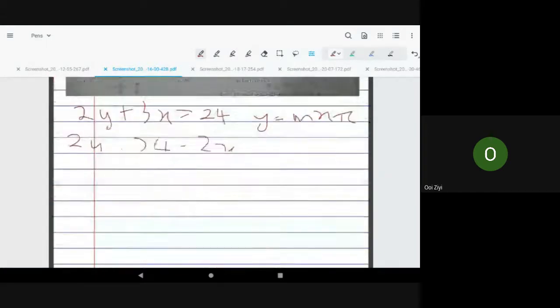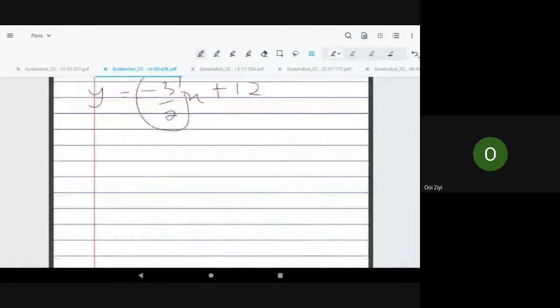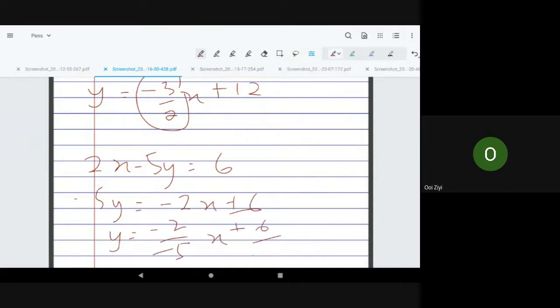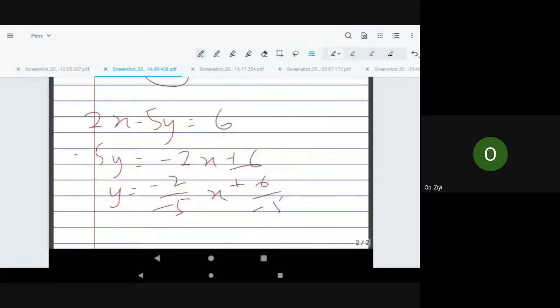2x minus 5y equals 6. So change into y = mx + c. So negative 5y equals negative 2x plus 6. y equals negative 2 divided by negative 5 x plus 6 divided by negative 5. So here y equals 2 over 5 x minus 6 over 5.